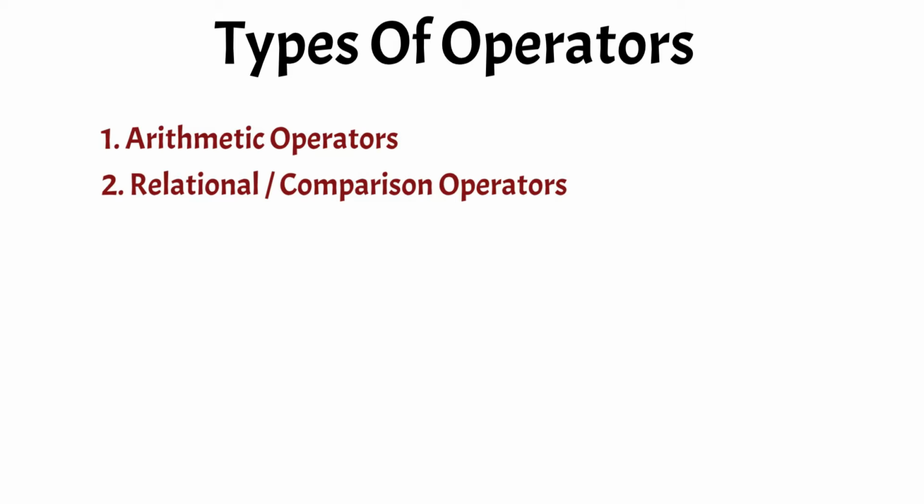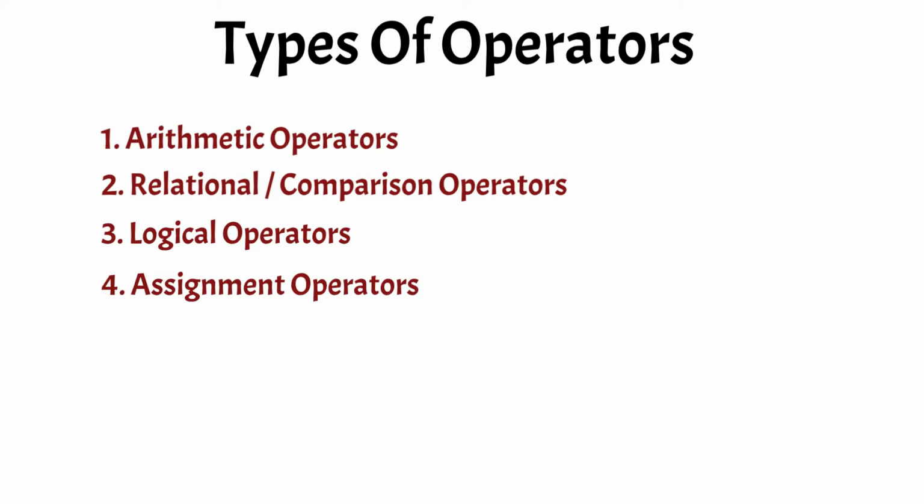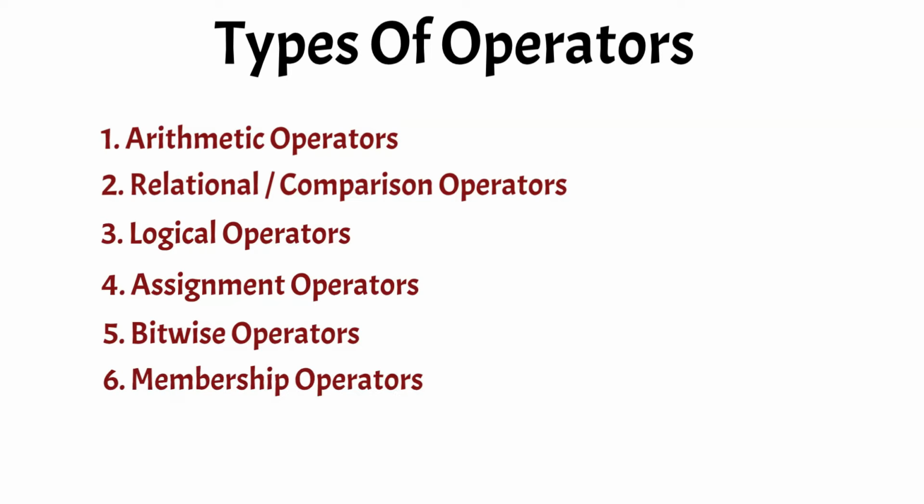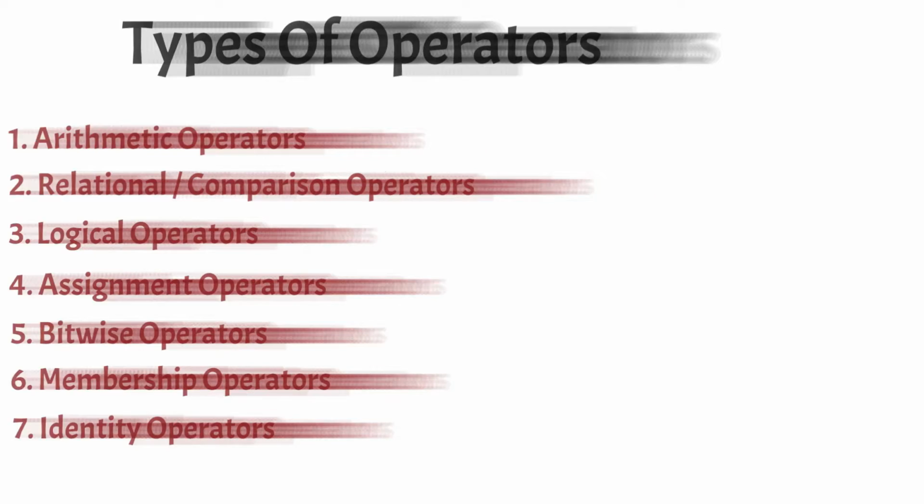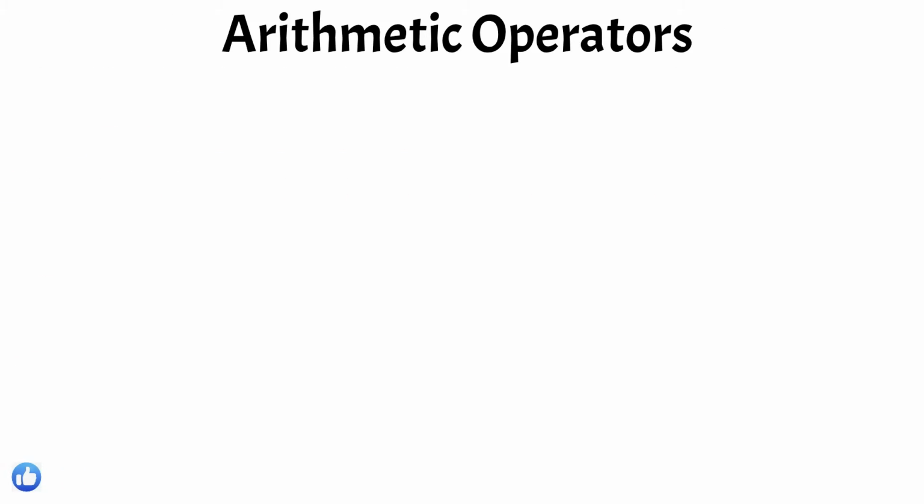Now let us have a look at different types of operators in Python. First one is arithmetic operators. Then we have relational or comparison operators, logical operators, assignment operators, bitwise operators, membership operators, and then finally identity operators. Let us have a look at each one of them one by one. So the first one is arithmetic operators.